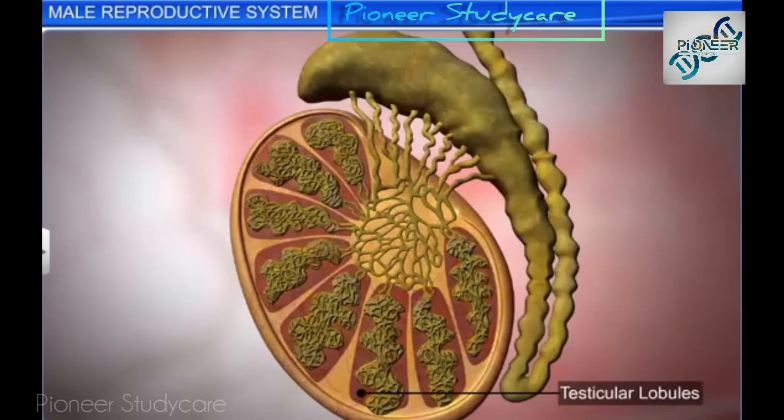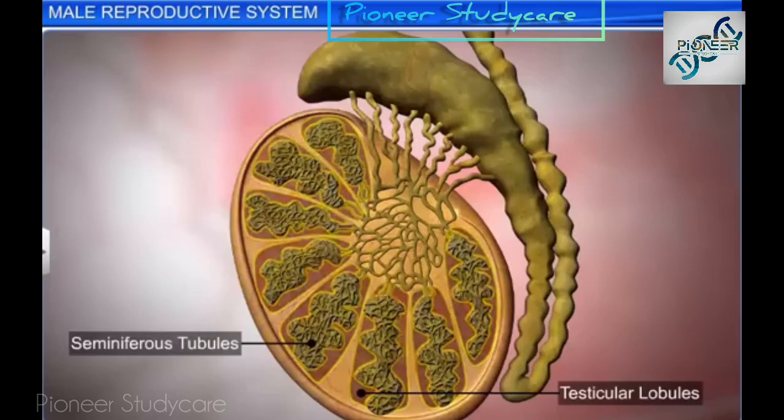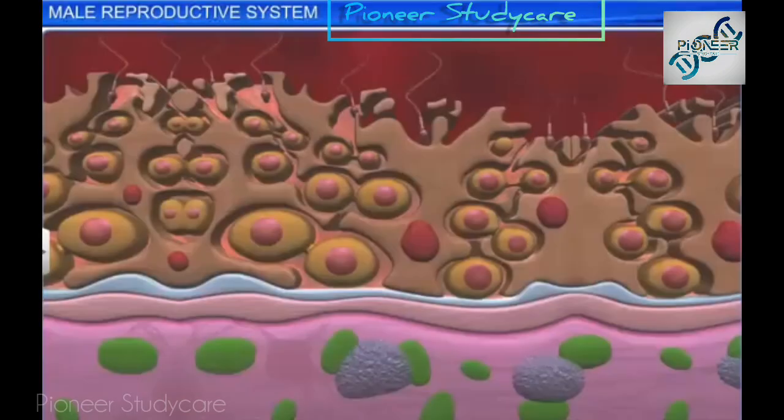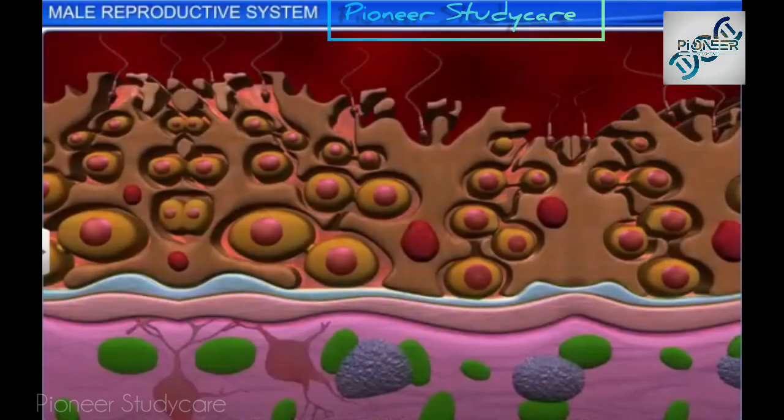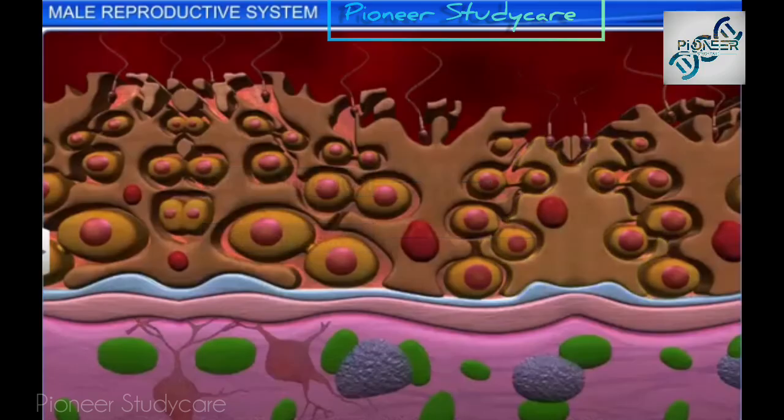Each lobule in turn contains 1 to 3 highly coiled seminiferous tubules. The lining of each seminiferous tubule is called the germinal epithelium and contains the male germ cells known as the spermatogonia and Sertoli cells. The male germ cells undergo meiotic division to form mature sperm cells. This process is called spermatogenesis. The Sertoli cells provide nutrition to the germ cells.